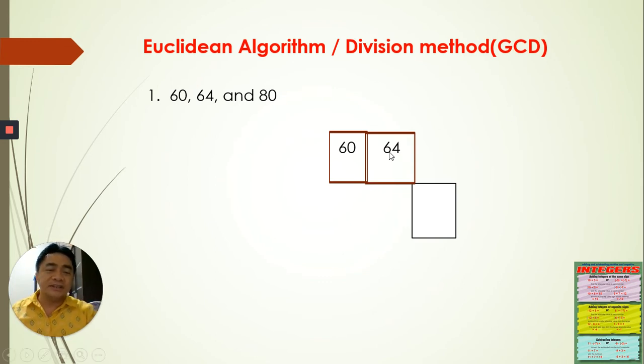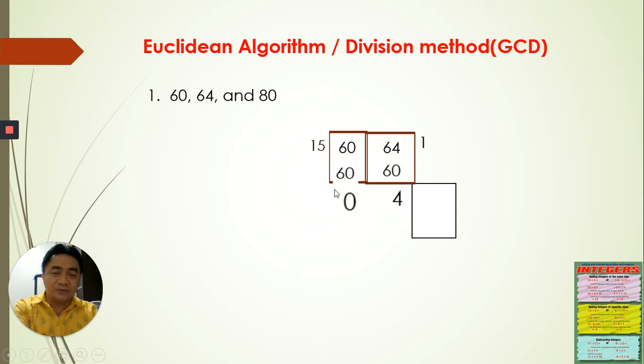So for this one, 64 divided by 60 is 1. 1 times 60 is 60. 64 minus 60 is 4. So this will be our new divisor. 60 divided by 4 is 15. 15 times 4 is 60. 60 minus 60 is 0.